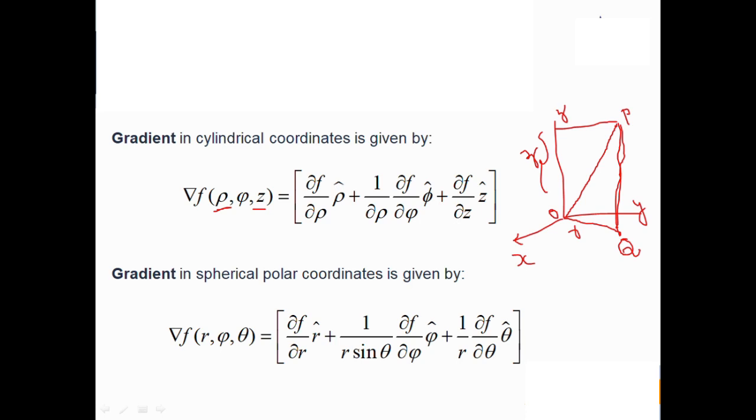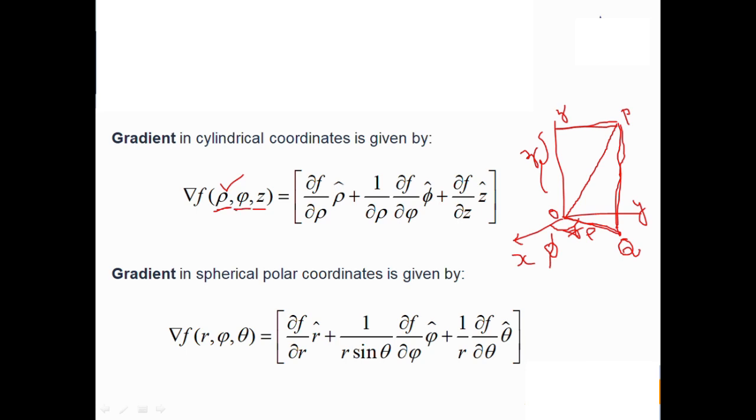The perpendicular distance of that point from the z-axis, or the axis, is called R. So this coordinate is R, or rho. I'm sorry, R I've used for spherical, so I just used rho here for the cylindrical coordinate system. So this coordinate would be rho. And you see that this line OQ is making a certain angle with the x-axis. Let's call that angle phi. So there's your third coordinate.